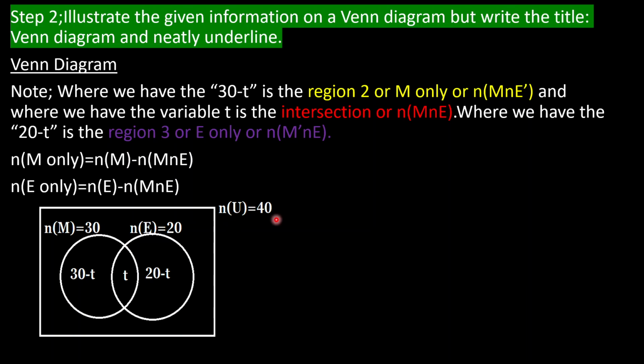So also never forget to write the number of union at the top right corner of the rectangle, and never forget to write the name of the sets like this: number of M and number of E. So always when you are drawing your Venn diagram, always attach the name of the sets on top of the circles.